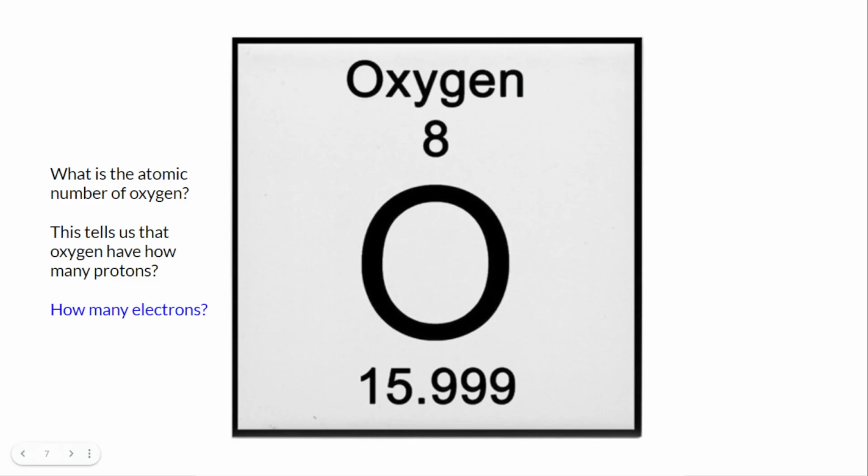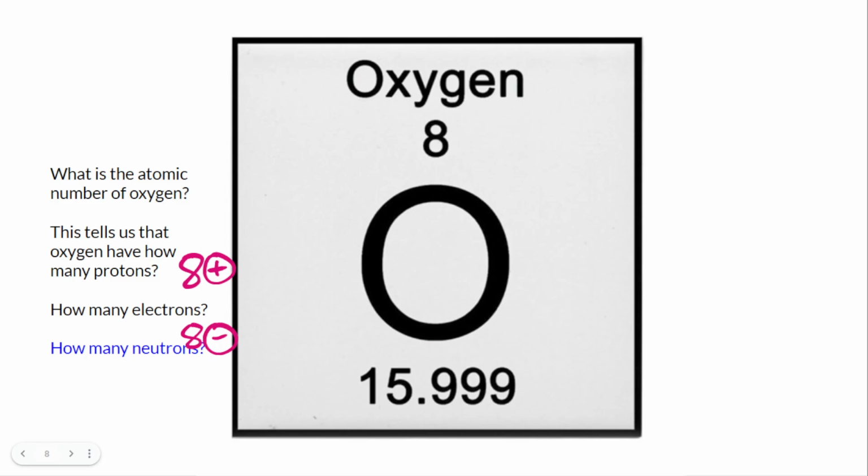How many electrons? Remember, we're just going to assume that all of the elements are neutral for now. So if it has 8 protons, 8 positive charges, then we also have 8 electrons, negative charges. So they balance each other out, okay? So 8 protons, 8 electrons.